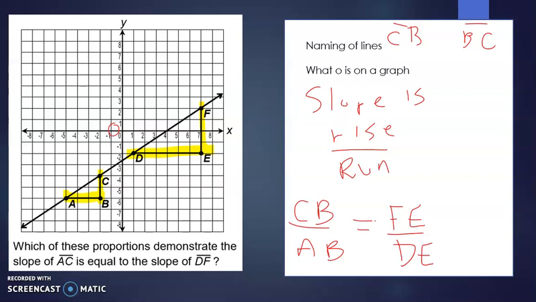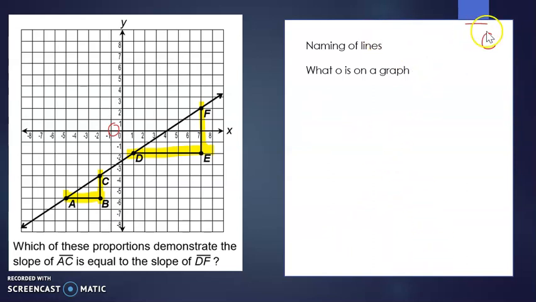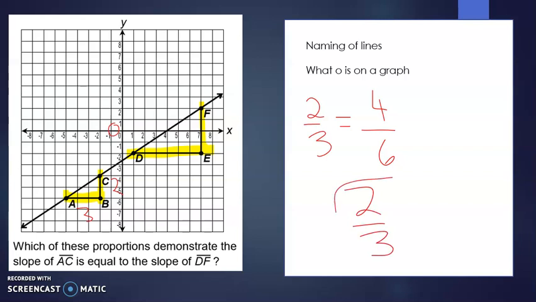After you write the proportions in letters, you would go back to your graph and you would calculate the numbers. And so when I'm looking at this graph, the rise for CB is 2 and the run is 3, so that's 2/3, which is the same as 4/6, and if you simplify the 4/6, the slope is 2/3.